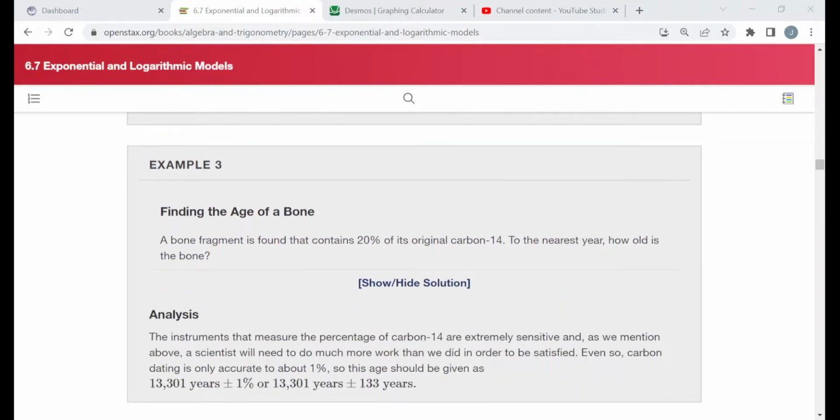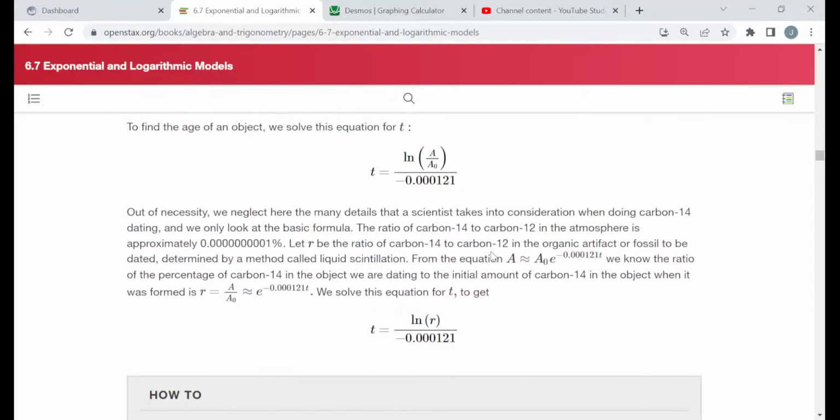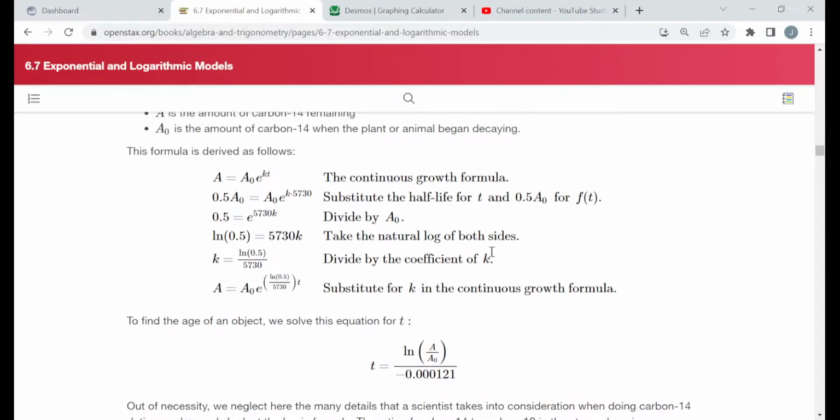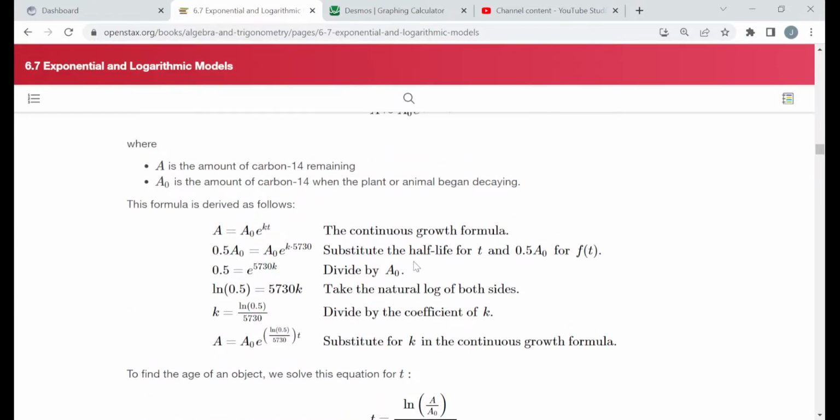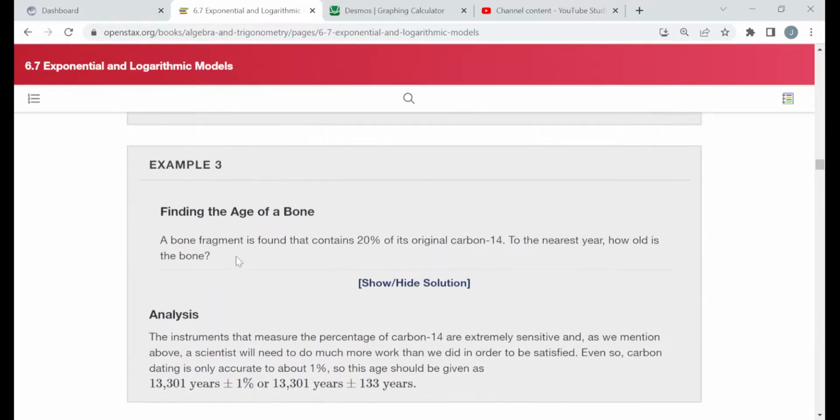So like here, finding the age of a bone using radiocarbon dating, which is about the amount of carbon-14. Now, remember they mentioned the half-life of carbon-14 is 5,730 years. That's brought up here as well. 5,730, you're seeing it all over the place. Okay, so a bone fragment is found that contains 20% of its original carbon-14. So to the nearest year, how old is this bone?